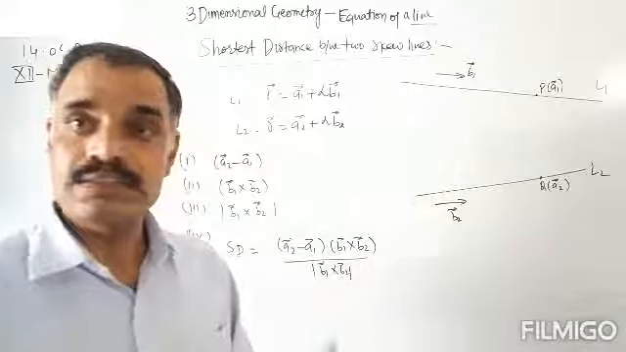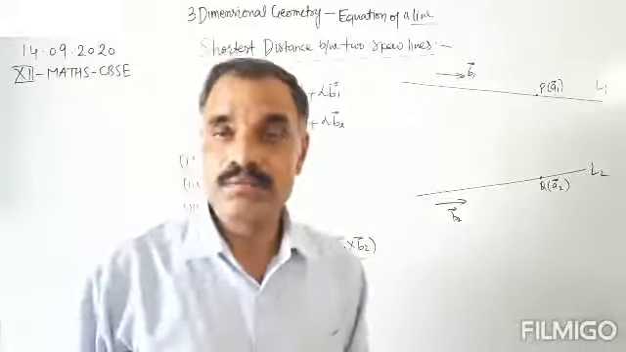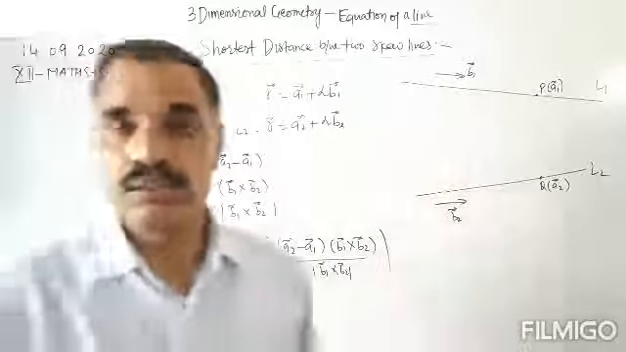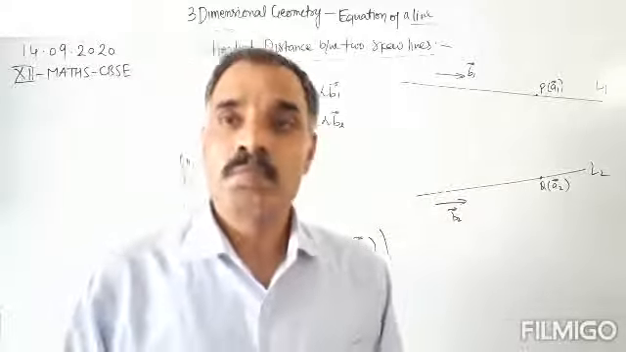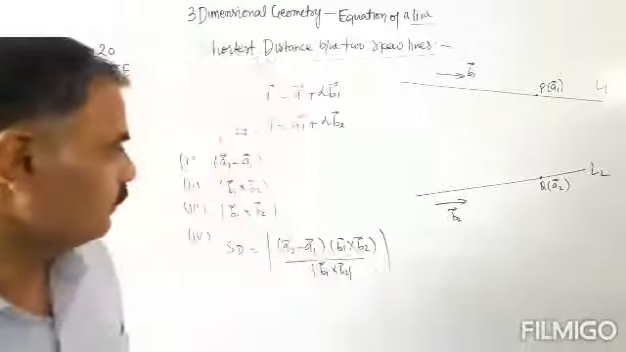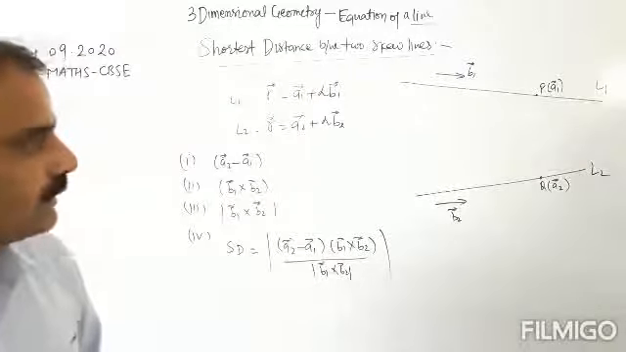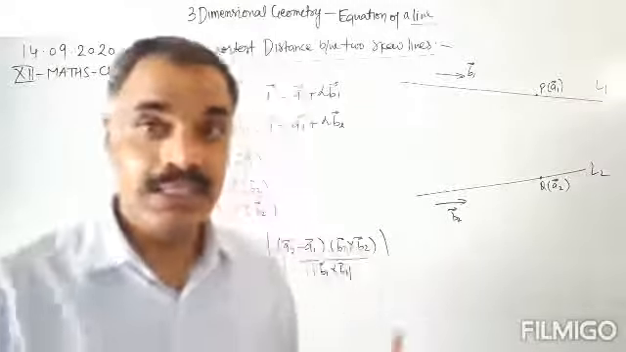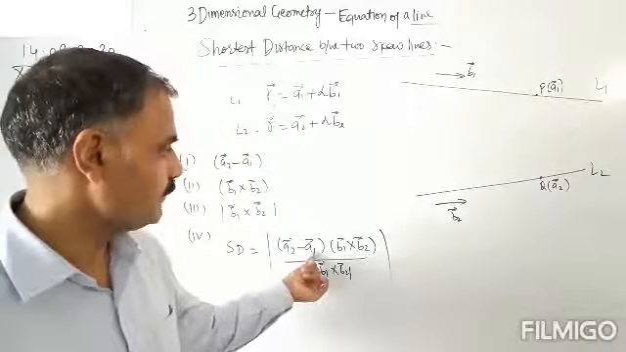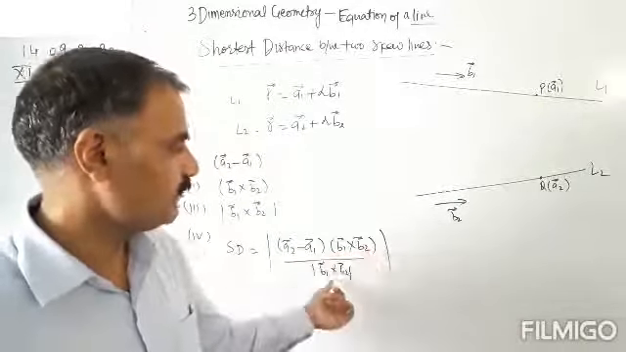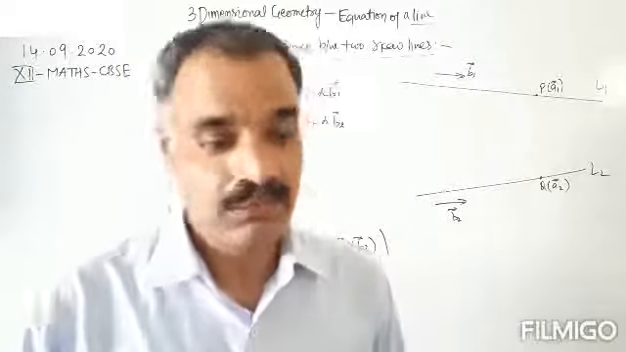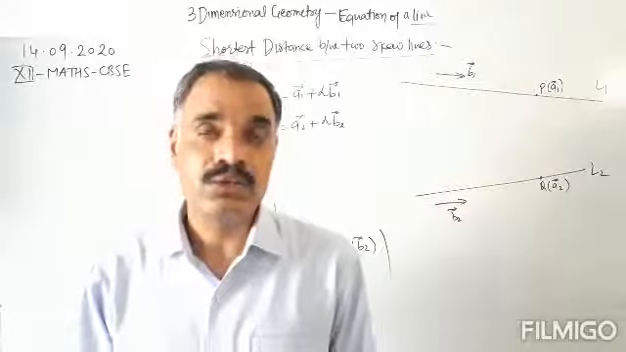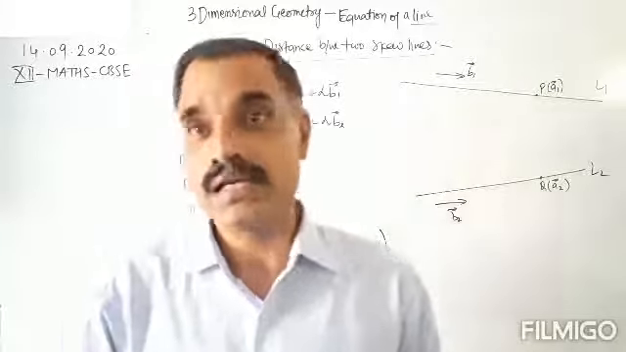But we know that distance is always positive, so take the magnitude of this distance, or take the positive value of the distance. Using this formula you can find the distance between two skew lines. Not so difficult, very easy: a2 vector minus a1 vector dot b1 vector cross b2 vector divided by the magnitude of b1 vector cross b2 vector.